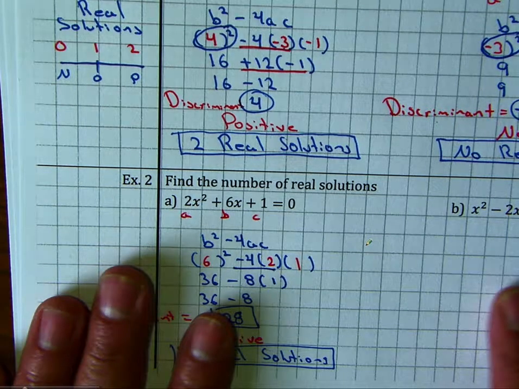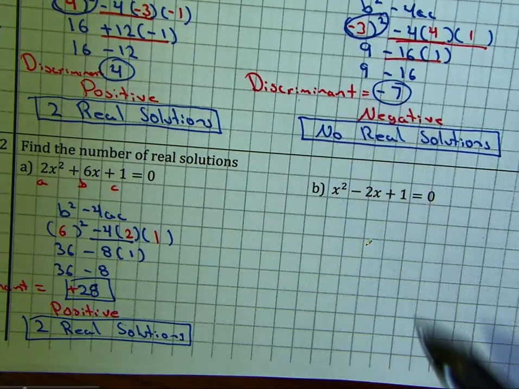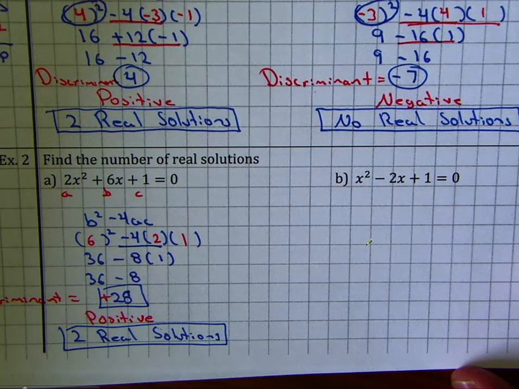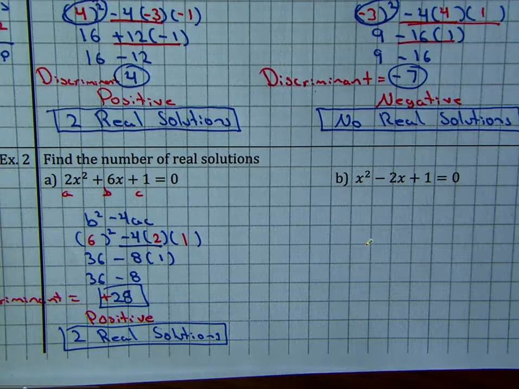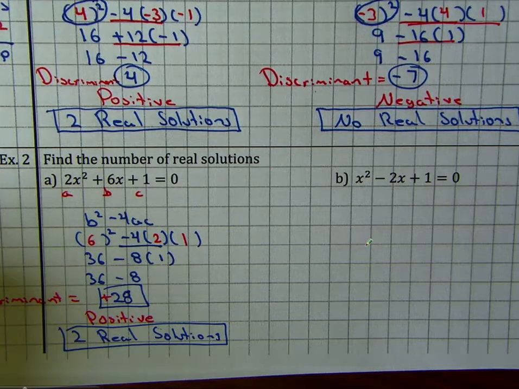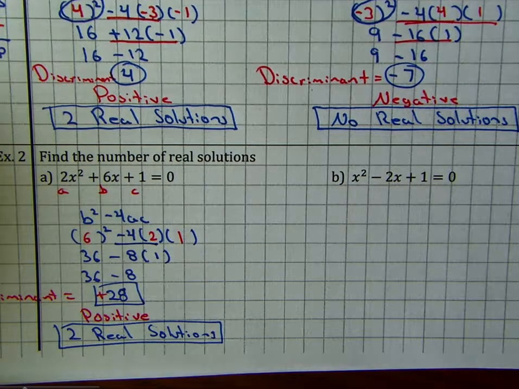So try letter B and see what you get. Go ahead and pause it. Find your discriminant. Determine if it's positive, 0, or negative. And then we can compare our answers. Go ahead and pause it.